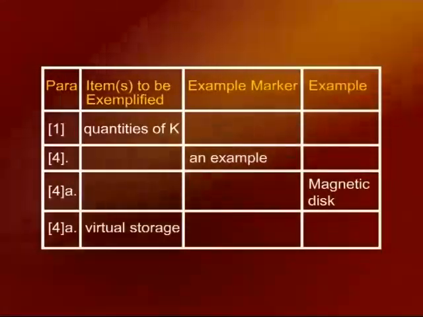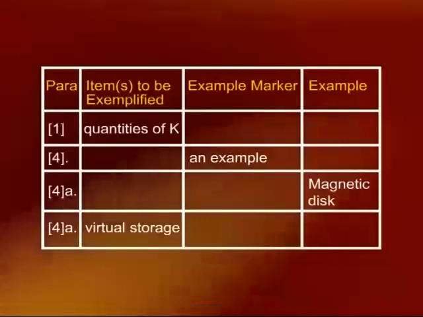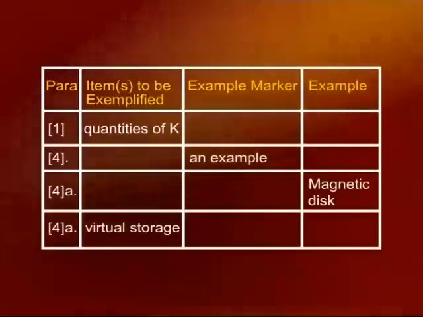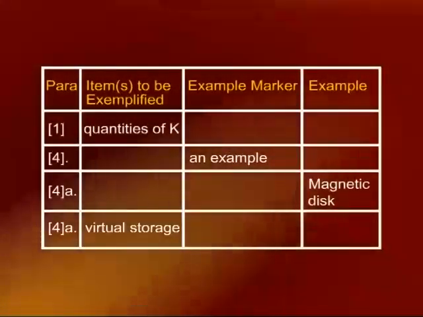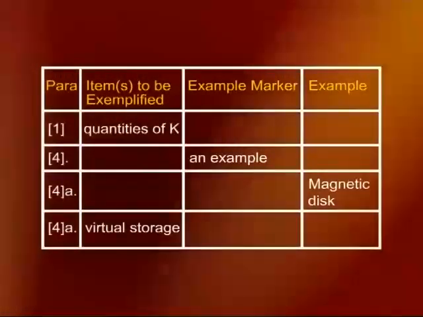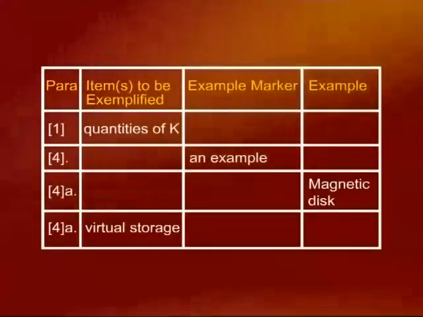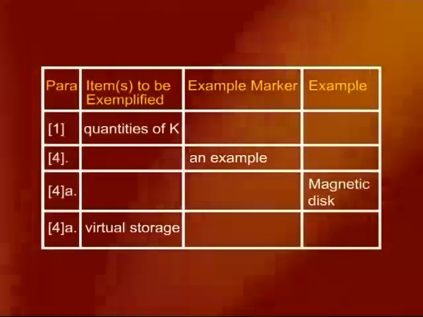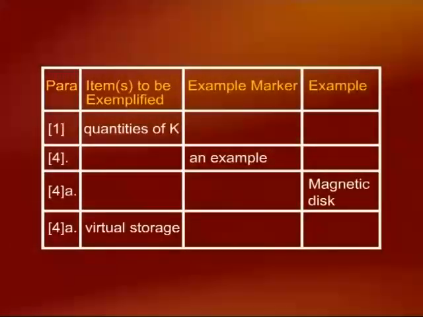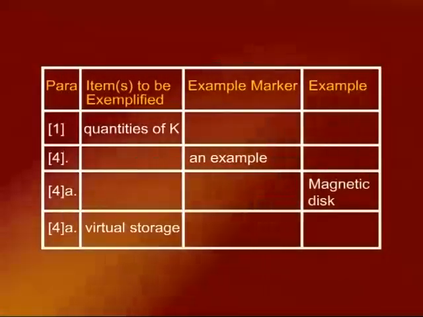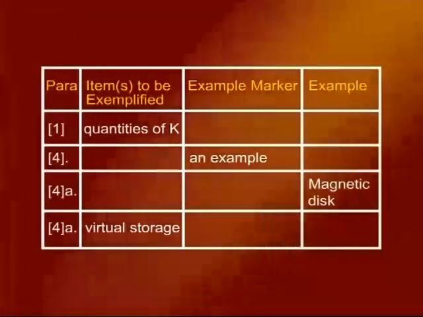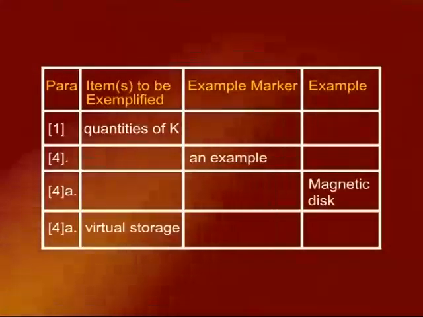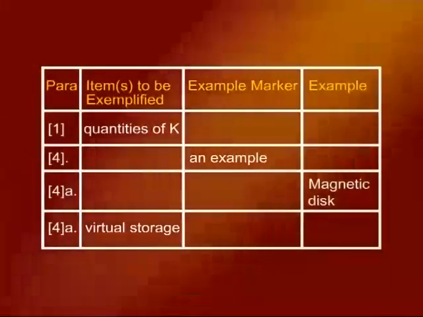In paragraph 4, you find "an example." The phrase "an example" is there. You have to find out what item is being exemplified, and you have to give the actual example. Scan paragraph 4 and you will find that the phrase "an example" refers to sequential devices, and the actual example is magnetic tape.